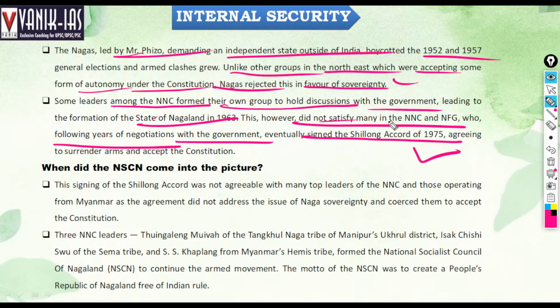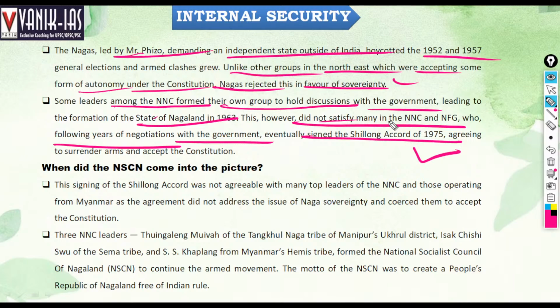But some of them accepted the Indian constitution as their constitution, and that created a problem. The NNC leaders Thuingaleng Muivah, a Tangkhul Naga from the Ukhrul district of Manipur, Isak Chishi Swu of the Sema tribe, and S.S. Khaplang from the Hemi tribe, formed the National Socialist Council of Nagaland, NSCN, to continue their armed movement. The motto of NSCN was to create the People's Republic of Nagaland free from Indian rule.